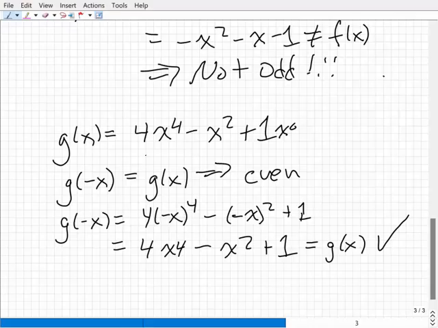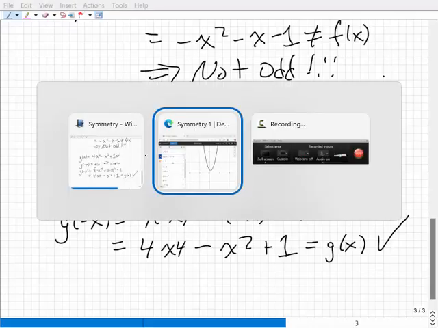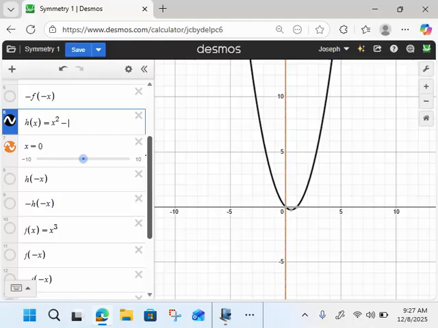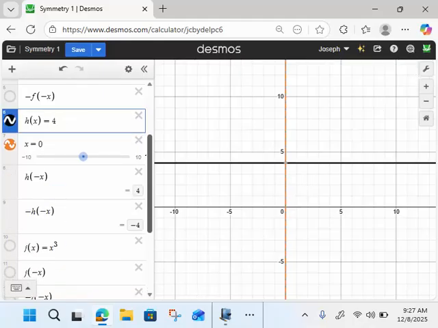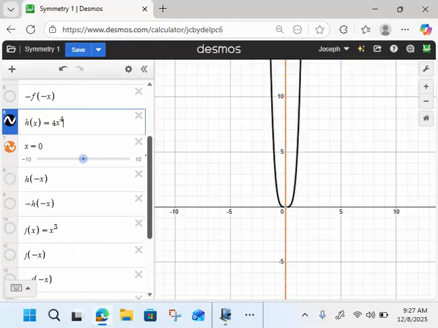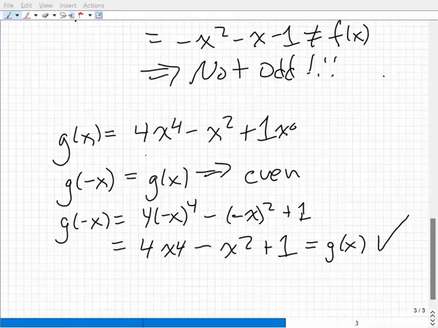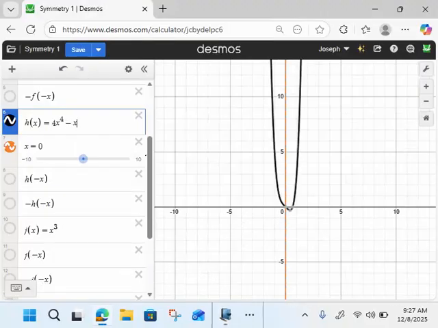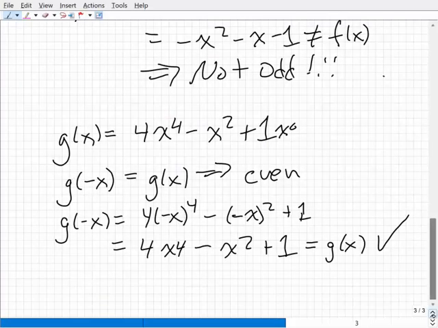Let's graph this thing. 4x to the fourth, I forgot the other part, minus x squared plus 1. There you go. Look, if you fold it over the y-axis, it matches. See? Here's the graph of it over the y-axis. It matches. It's exactly the same. Yay! All right, let's look at an odd one real quick.